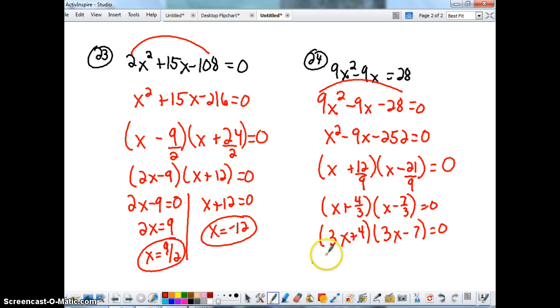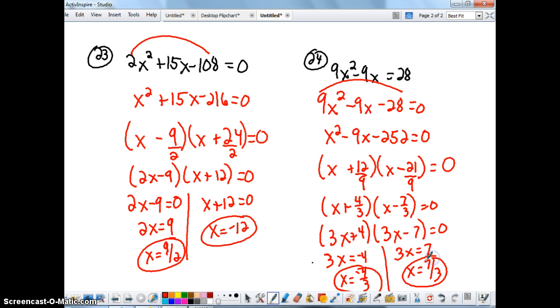Set them both equal to 0. And when you do so, you're going to have 3x equals negative 4, and then x is equal to negative 4 over 3. So that's my first answer. Next one, 3x is equal to 7. Divide, x is equal to 7 over 3. For my second answer there.